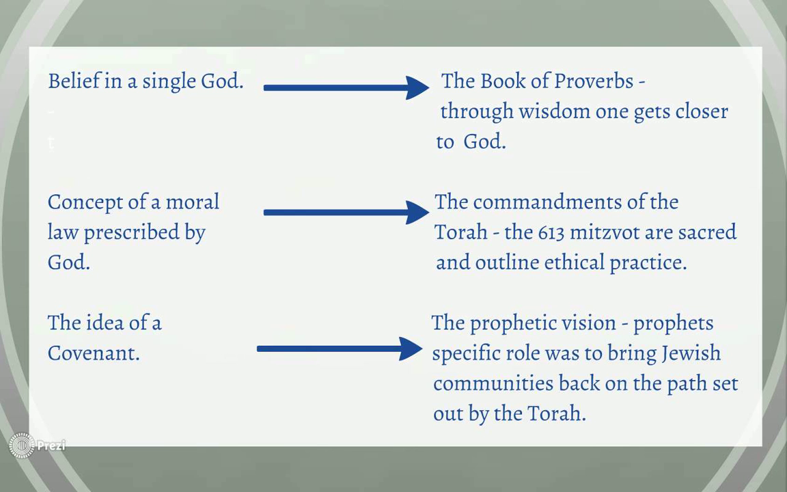Furthermore, you could do the principal belief of the concept of a moral law prescribed by God, and you could link that to the commandments of the Torah. Okay, these 613 mitzvot are sacred to Jewish people, and they outline ethical practice for the Jewish community. Further along, you can also cover the principal belief of the idea of covenant, and you can link that to the prophetic vision, because in the Jewish faith, prophets have a specific role, and that is to bring Jewish communities back onto the path set out by the Torah.